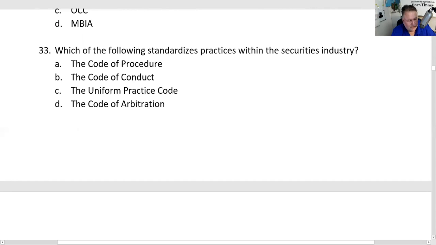The answer is C as in Charlie, but if they would have said on your exam, which of the following establishes the ethical behavior that broker-dealers and associated persons owe customers, that answer would have been B as in boy, the code of conduct. If I would have said on your exam, which of the following is used to settle civil disputes, that would have been the code of arbitration.